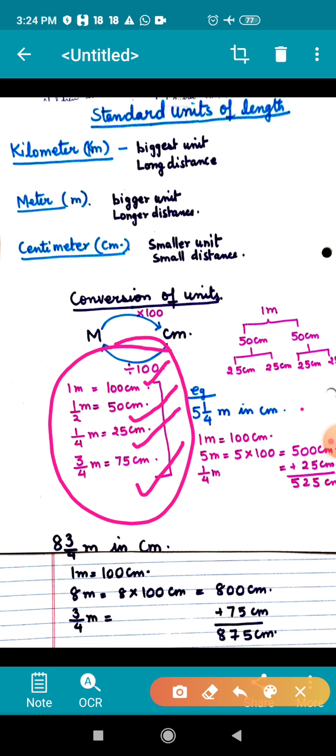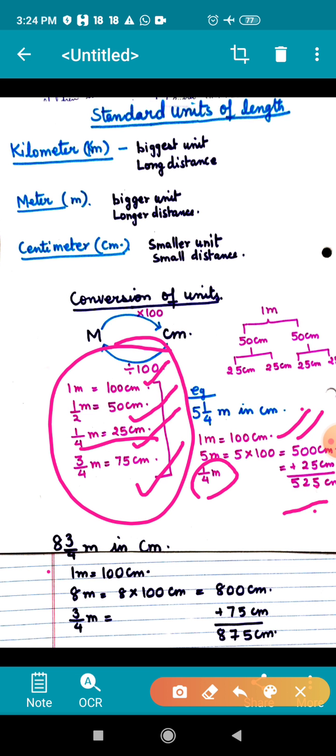Children, as you all know, 1 meter is equal to 100 centimeters. So 5 meters is equal to 5 multiplied by 100, that is 500 centimeters. Now 1 by 4 meter is equal to 25 centimeters. So this 25 centimeters will be added to 500 centimeters and the answer will be 525 centimeters. Now let us clear this with one more example.